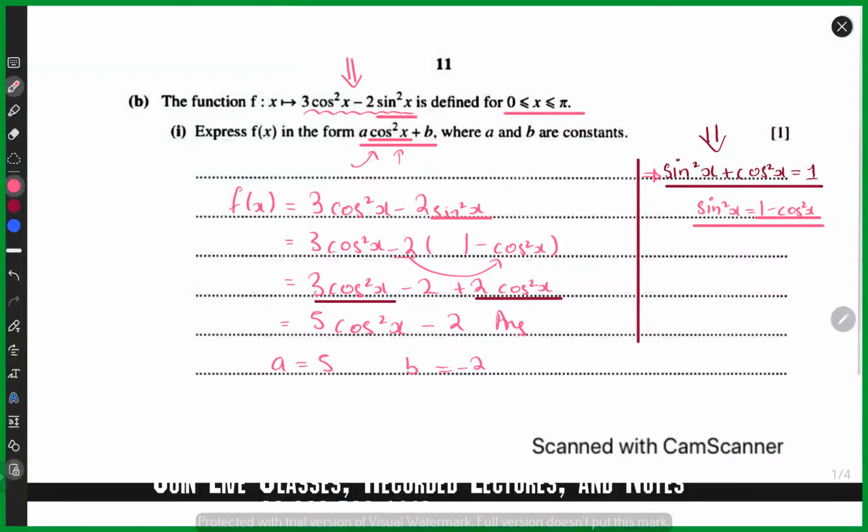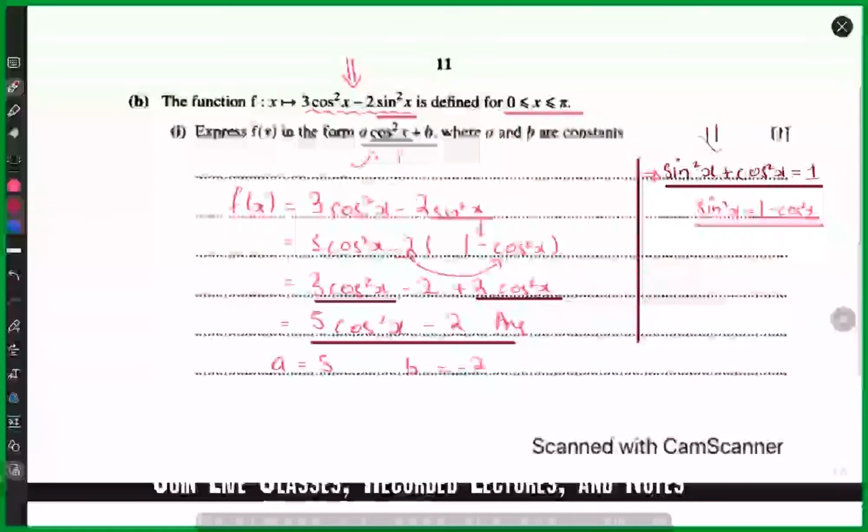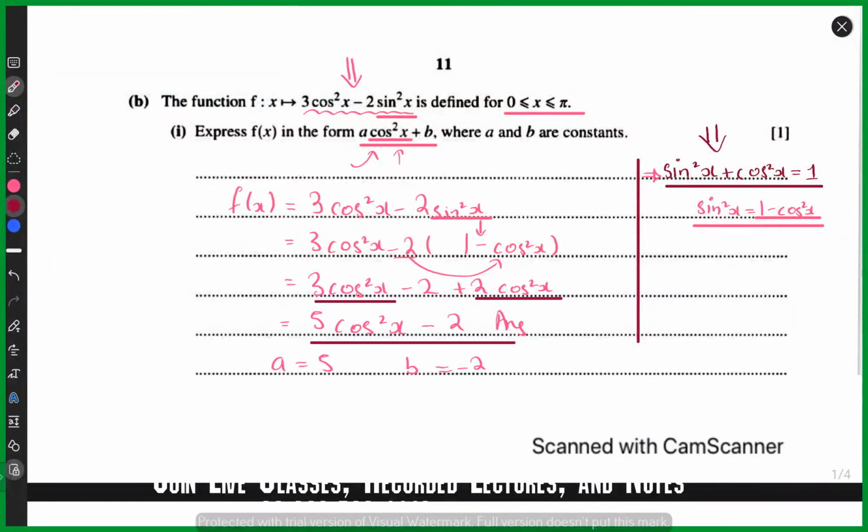I've made sine squared x the subject, and then I've just plugged in sine squared x. This gave me 1 minus cos squared x, and upon simplification, I got the desired form. Oh, okay. Thank you, Miss. Yes, so you would have to use these helping identities according to the situation.